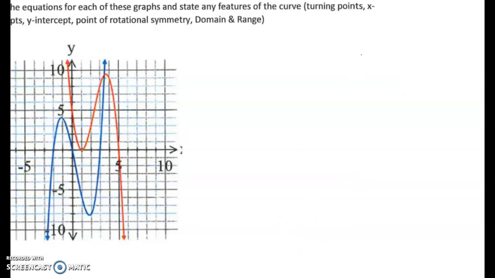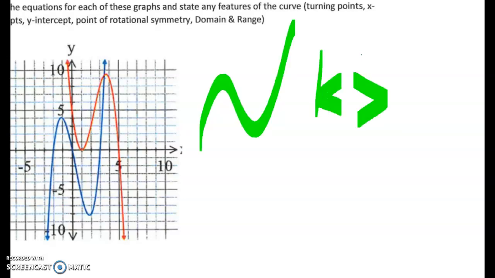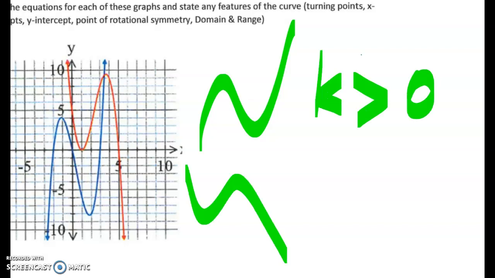So you can see in the blue one, the pattern that we've got is the usual up, down, up, and so we get k is positive. But for this one here, where it's down, up, down, we get k is less than 0.